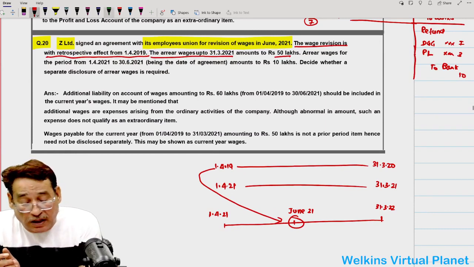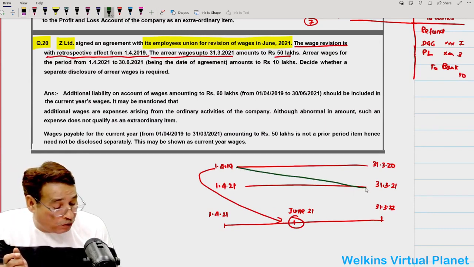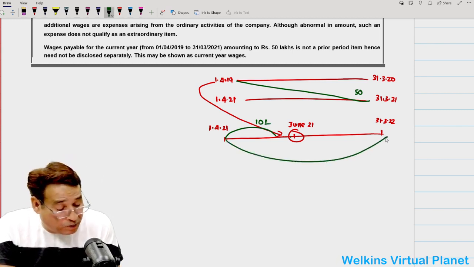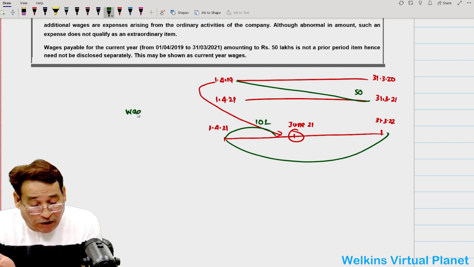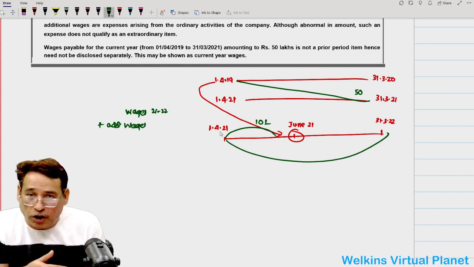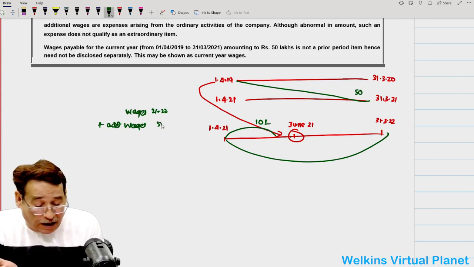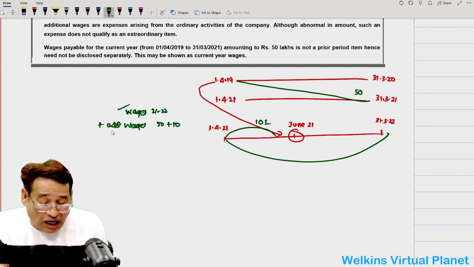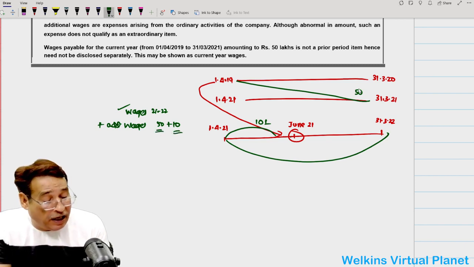Just to confuse us, the question says that total arrears of wages from 1/4/2019 till 31/3/2021 is 50 lakh, and from 1/4/2021 to this particular date, it is equal to 10 lakh. All in all, in the current year, first of all, I will pay my normal wages. Normal wages for 21 and 22, whatever I was paying so far, I will pay those wages. Besides that, I will have to pay additional wages because of retrospective revision, correct? Because of retrospective revision, I will have to pay 50 plus 10, total actually 60 lakh.